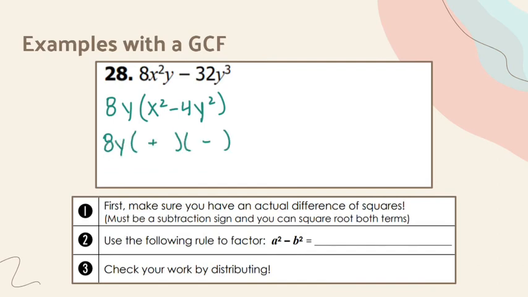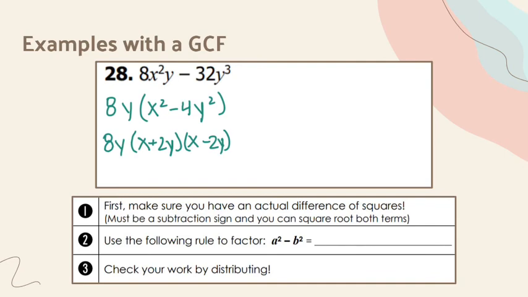One's going to be plus and one will be minus. The square root of x squared is just x. The square root of 4y squared is 2y. So this should be our answer, but we want to distribute to make sure.